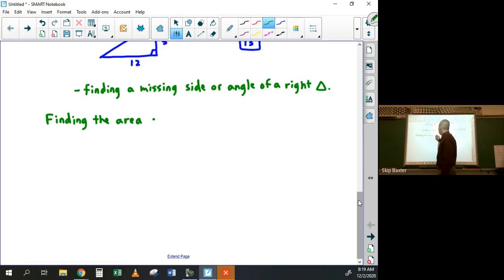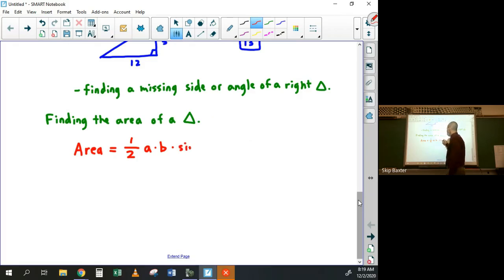Finding the area of the triangle. So remember, the deal here is the area of a triangle. I know the formula is 1/2 base times height, but that's not the formula we're focusing on here. We're using the trig formula for finding area, which is 1/2 A times B times the sine of C. And remember, this has to be a really specific structure.